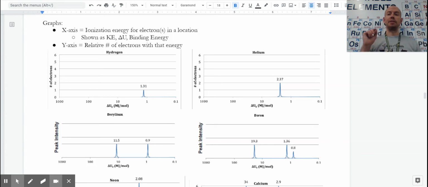The hydrogen atom has one proton, it has one electron. So when I shoot my X-rays at it, that electron leaves, and we can determine that it has an ionization energy of 1.31 megajoules per mole. So we've got a value and we've got a height.